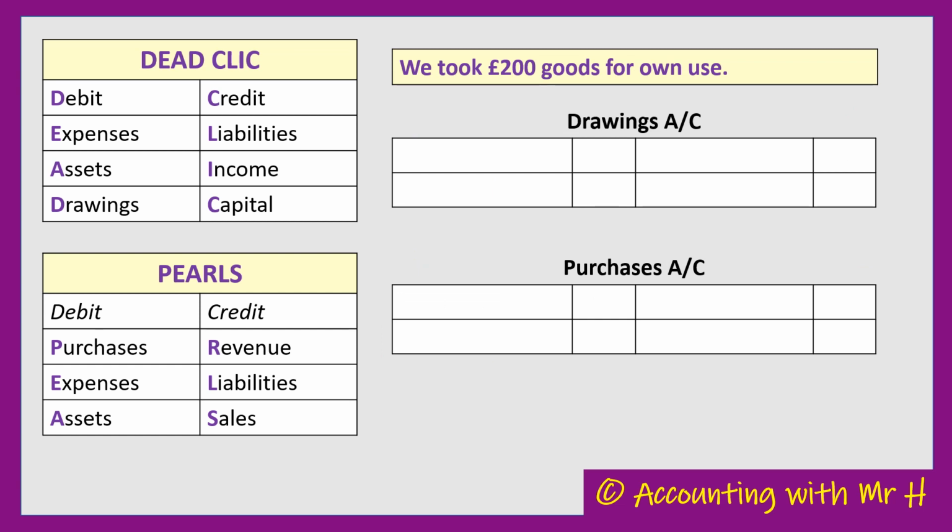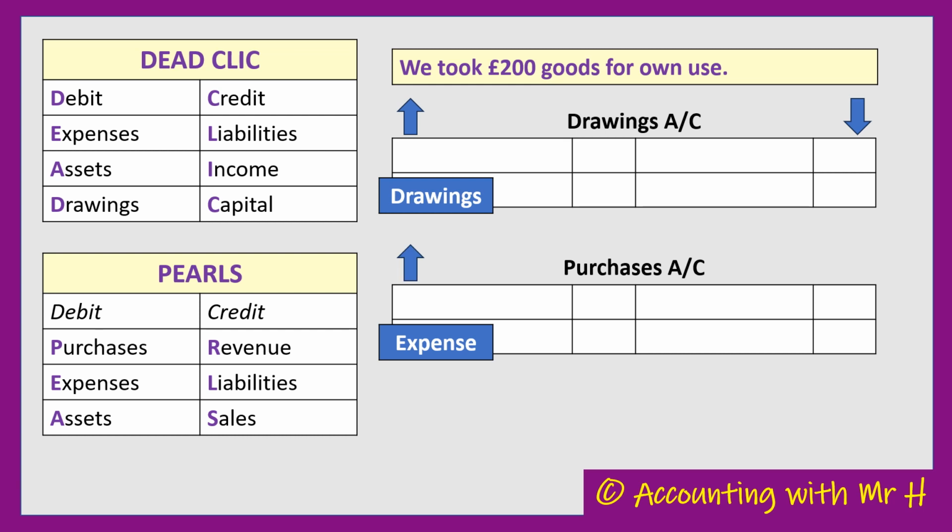And we have here, we took £200 goods for own use. So this time the owner has taken some goods, some stock, inventory for their own personal use, and that needs to be recorded as a drawing. And when we take goods for own use, it also reduces the purchases. So you'll see there I've done my purchases account ready. So drawings, we know from DEAD CLIC, we debit the drawings account to increase and therefore credit to reduce. And the purchases account, purchases are an expense, and DEAD tells us we debit expenses to increase and therefore credit to reduce.